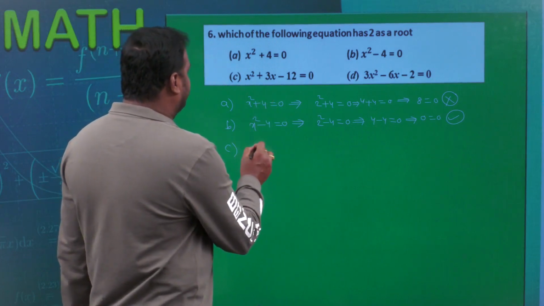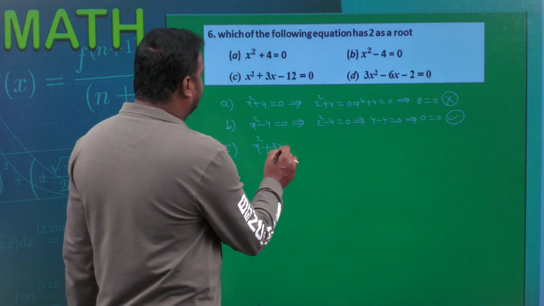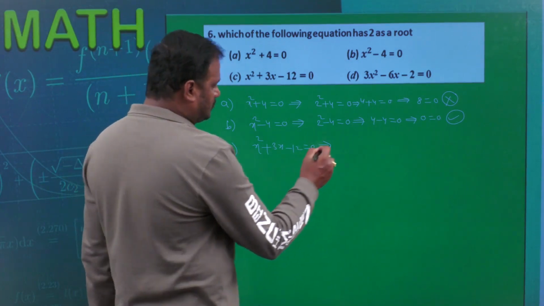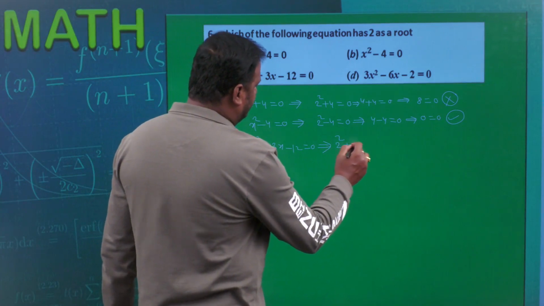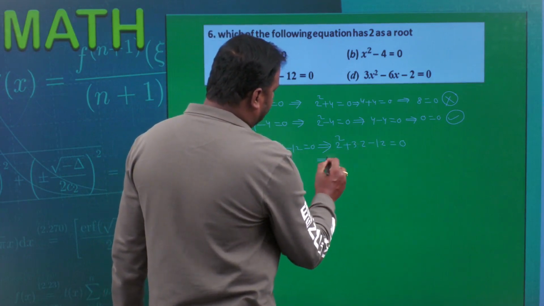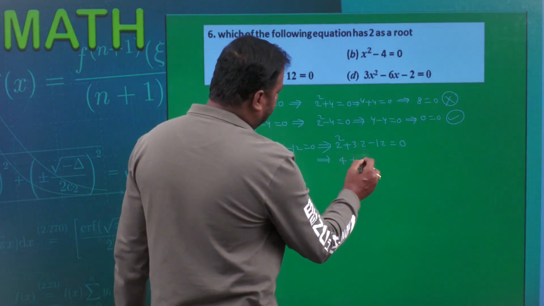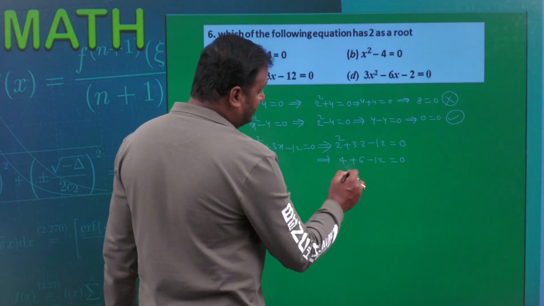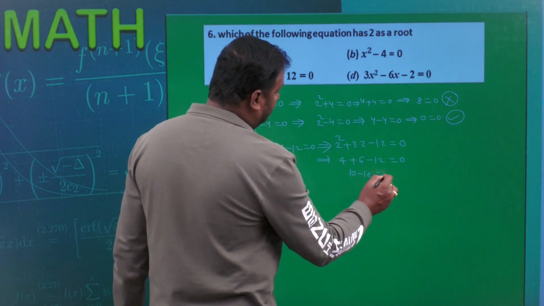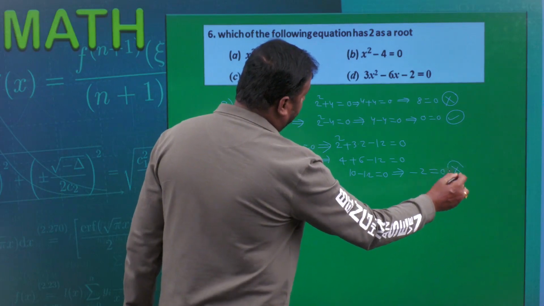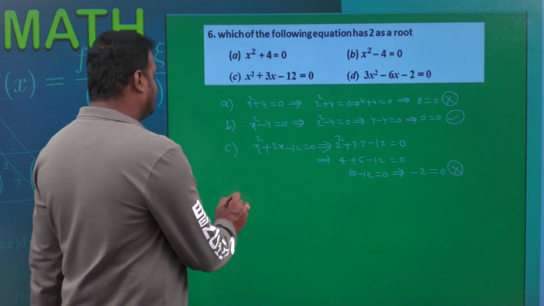C is x square plus 3x minus 12 is equal to 0. When I substitute x equal to 2, then it is 2 square plus 3 into 2 minus 12 equal to 0. 2 square is equal to 4, plus 3 2s are 6, minus 12 equal to 0. 4 plus 6 equal to 10, minus 12 is equal to 0? But 10 minus 12 equal to minus 2 is equal to 0. That is absolutely wrong.